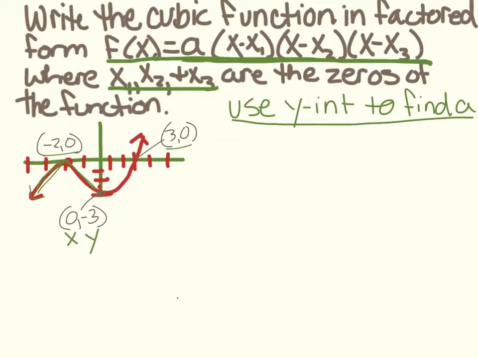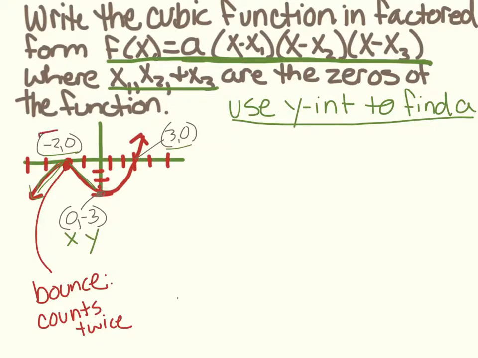So if you look, we only actually have 2 zeros, and that's because this one is a bounce, and bounces mean that we have an even power. And for our cubics, that means it can't be 4 times, so it has to count twice. So if you see a bounce, you know that zero counts twice. So we'll go with x1 and x2 being -2, and x3 being 3.